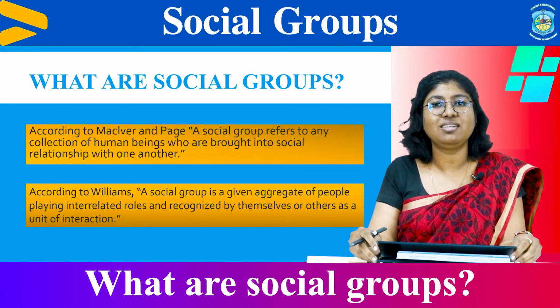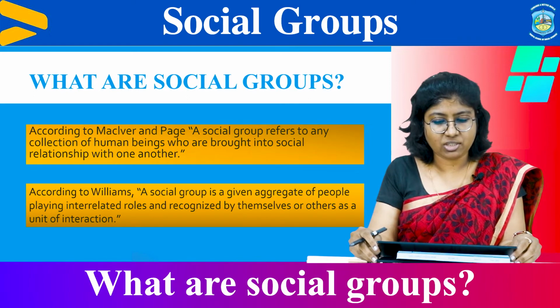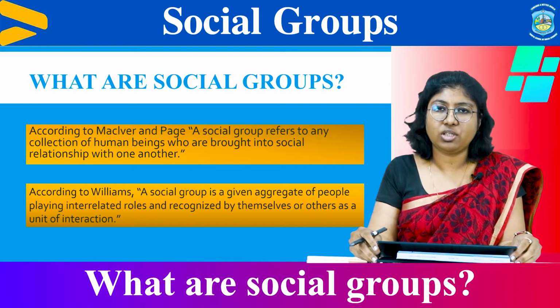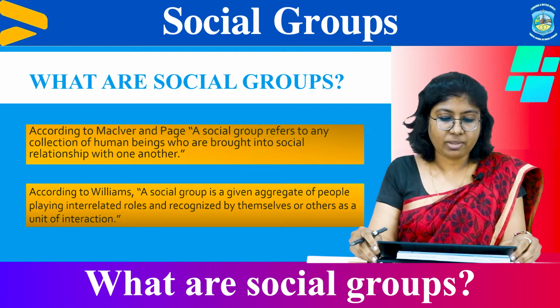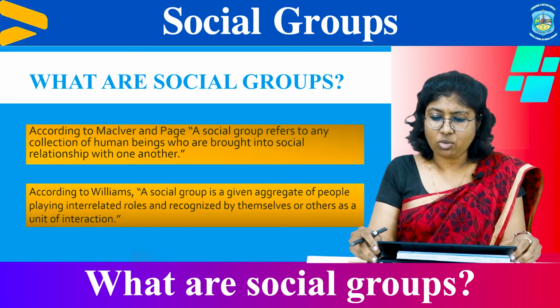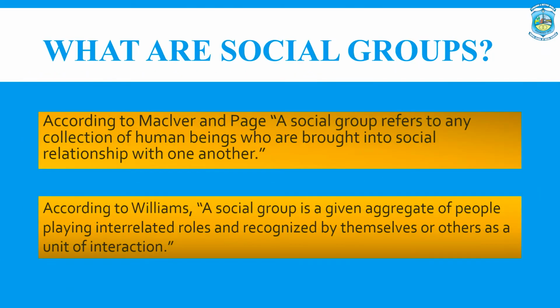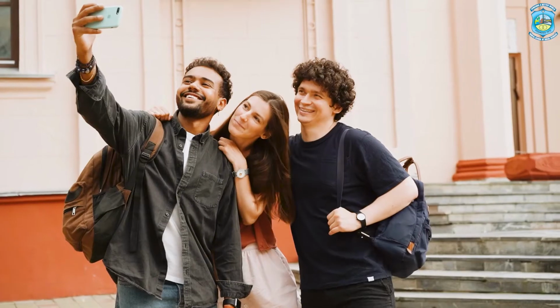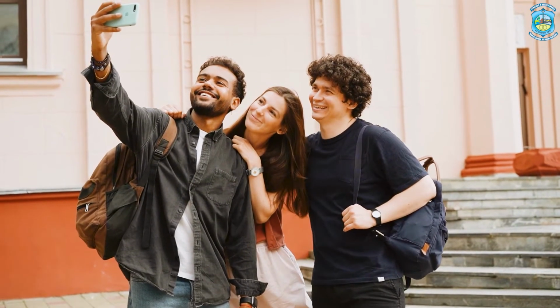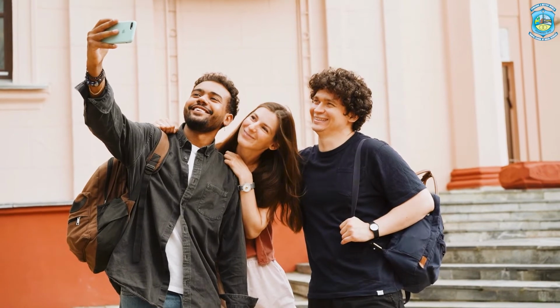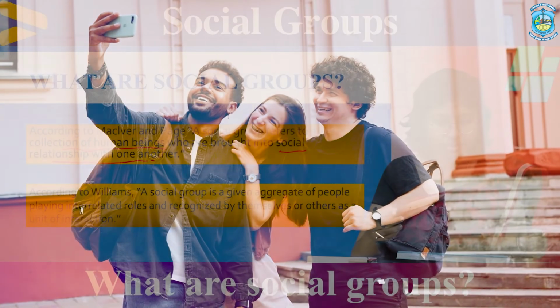Here on the slide, you can see two definitions pertaining to social groups. The first one given by McIver and Page, who say that social group refers to any collection of human beings who are brought into social relationship with one another. So it's a collection of human beings, more than one person, who are brought into social relationship with one another.